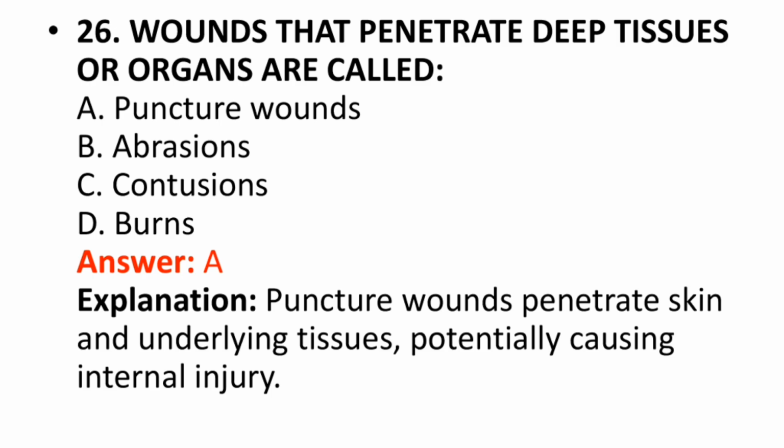Wounds that penetrate deep tissues or organs are called: option A, puncture wounds. Option B, abrasions. Option C, contusions. Option D, burns. The correct answer is option A, puncture wounds. Puncture wounds penetrate skin and underlying tissues, potentially causing internal injury. Wounds that penetrate deep tissues or organs are called puncture wounds.